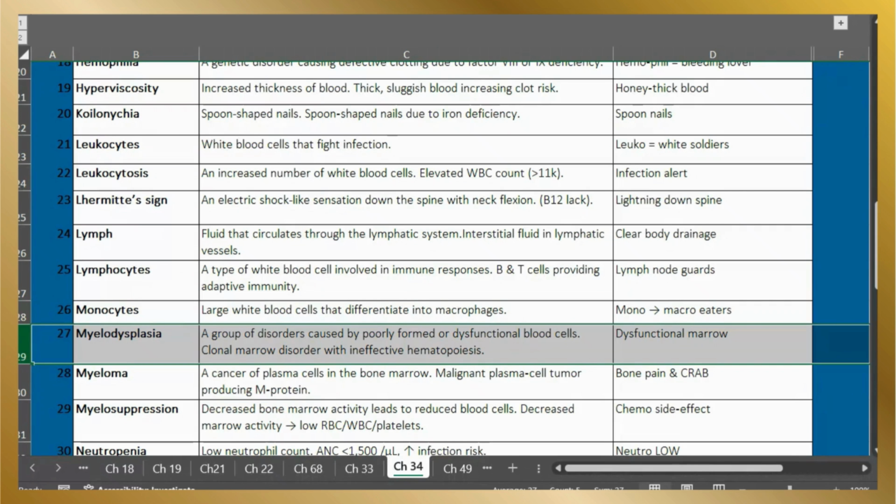The myelodysplasia, it's a group of disorders caused by poorly formed or dysfunctional blood cells.